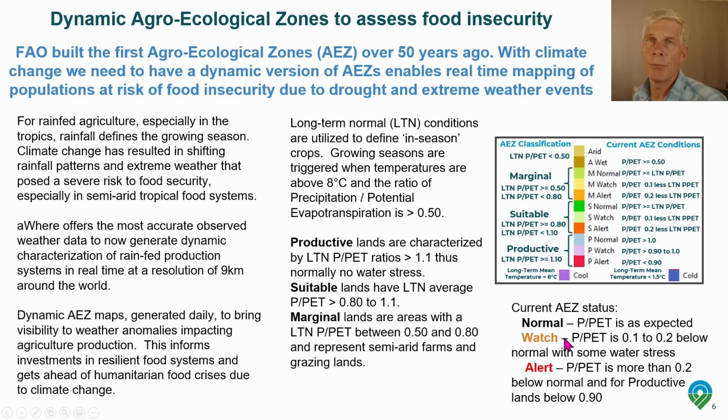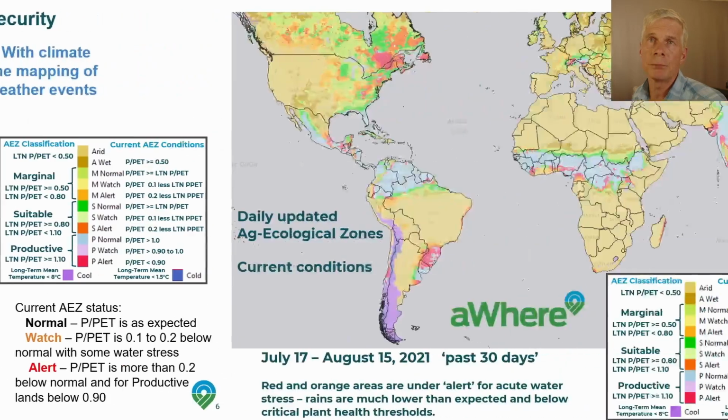For each of these 3 production zones, we have normal conditions in which P over PT is close to normal, a watch in which that value is between 0.1 and 0.2 below normal, and an alert when that value is more than 0.2 below normal, and in the case of productive areas, a P over PT value is below 0.9. We find this is a very powerful tool, especially for tropical production zones, but it can be extended into temperate agriculture zones, especially when combined with soil data.